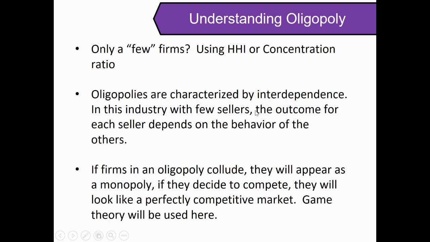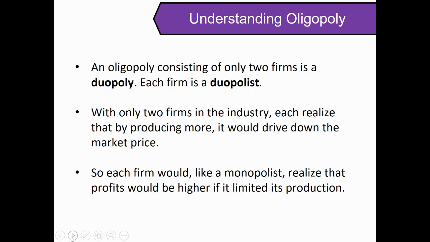They're characterized by interdependence. In this industry, with few sellers, the outcome for each seller depends on the behavior of the other. So they're depending on what the other firms are doing in the market. And if firms in an oligopoly collude, they'll appear as a monopoly. As I said before, if they decide to compete, they will look like a perfectly competitive market or behave similar to a competitive market. So game theory will be used.